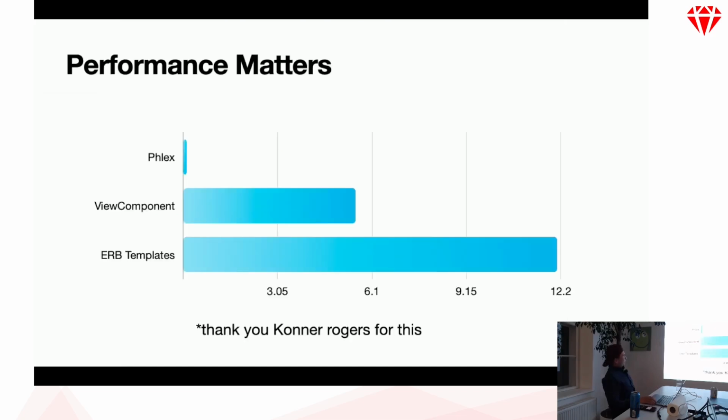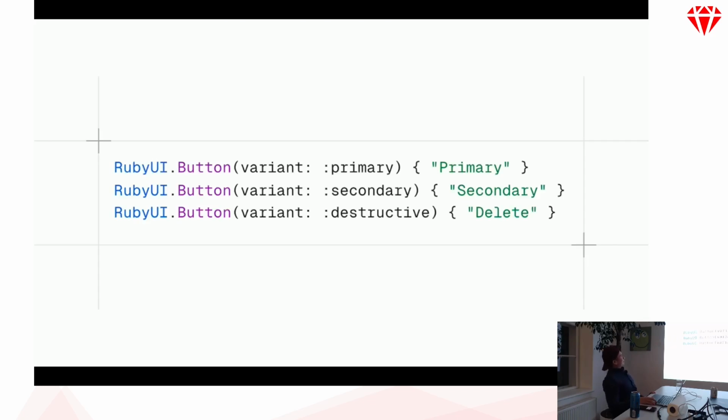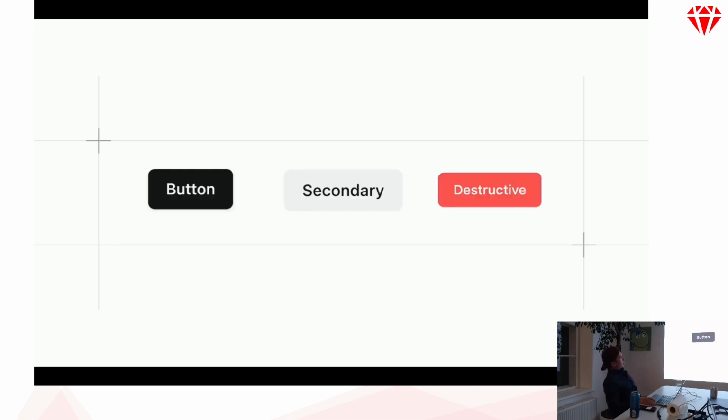Now, here's a performance comparison to view components and ERB templates. It's pretty quick. I'm not sure how up to date this is, but it's fast. So Ruby UI is a shadcn for Ruby. We've taken Phlex and made it work with shadcn as smoothly as we could. Here's an example, a button. We have 3 variants: a primary one, where we pass the text inside the button into that block, a secondary and a destructive variant. That's what it looks like.